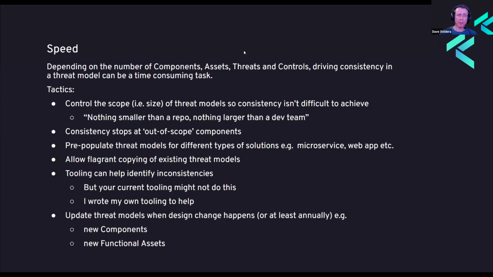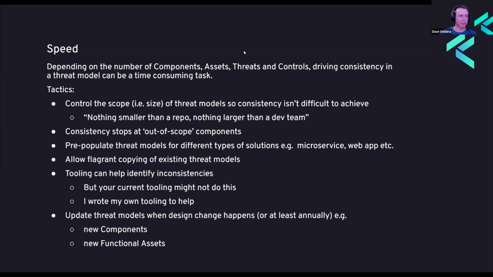Now, to avoid the scope getting too large, I have these tactics that I lean on a bit. So in terms of just deciding the size of it, I go to my saying of nothing smaller than a repo, nothing larger than a dev team. That's how I try to think about how big a threat model should be. Certainly, you can call out components that are out of scope, and when they're out of scope, you can ignore them from then on.